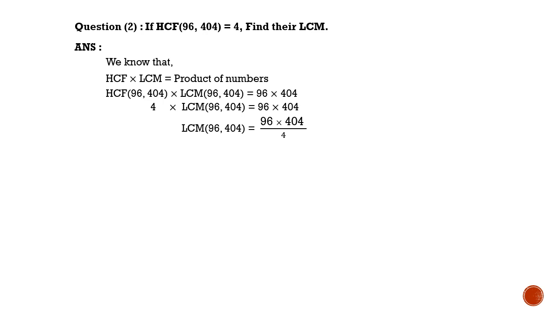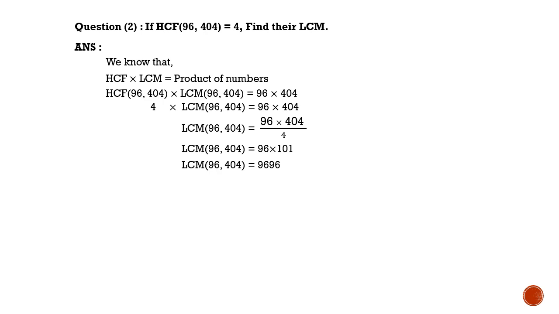You can divide one of the numbers. Let us divide 404 by 4. So we will get LCM of the given numbers is equal to 96 multiplied by 101. So 404 divided by 4 gives 101. So the LCM of the given numbers we have got as 9696. So in this way you can solve the problems.